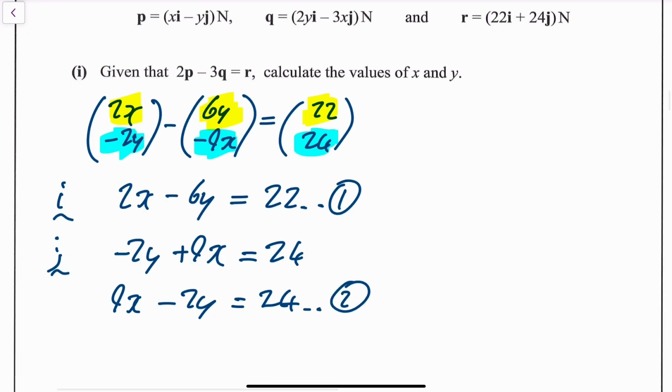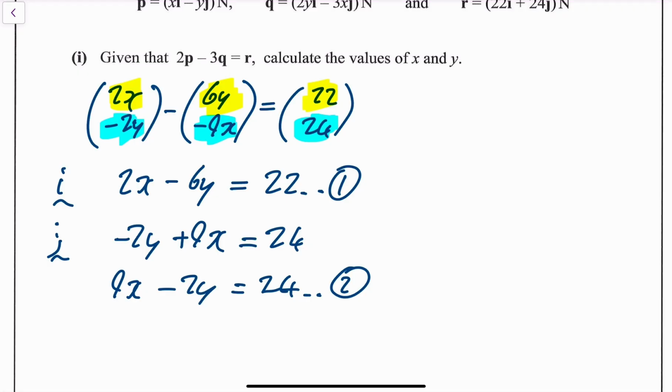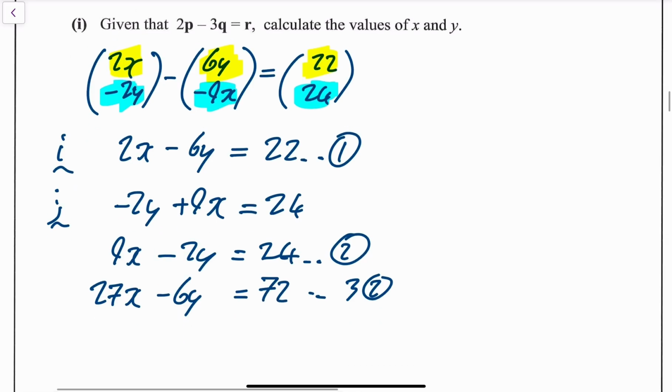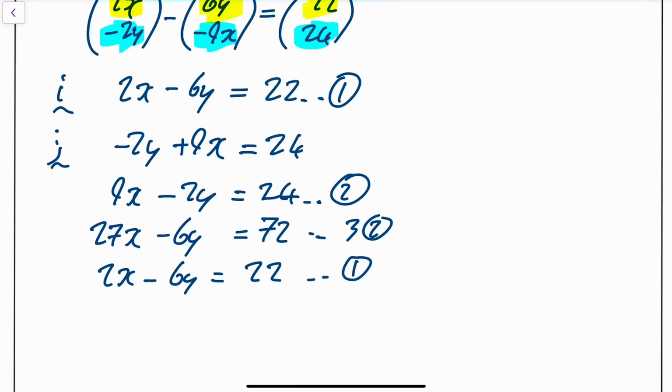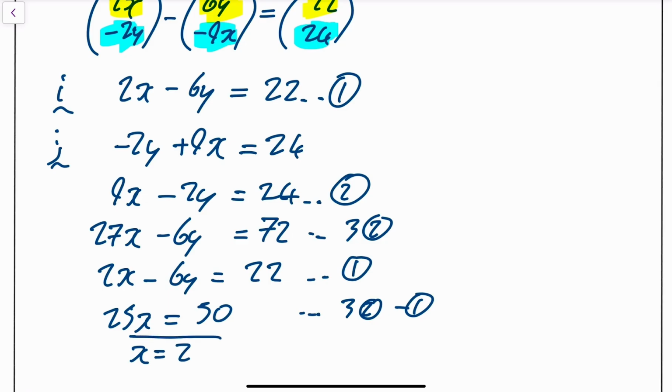So just rearrange those so the x's are both at the start. And then what we want to do is multiply that one by 3 so that you've got minus 6y in both equations. And 3 times the 9x is 27x. 3 times the 24 is 72. I will write down my equation 1 underneath. And then we want to eliminate the y's, so we're just going to subtract. So I'm going to do 3 times my equation 2 minus my equation 1. That's going to give me 25x is equal to 50, which means x equals 2.